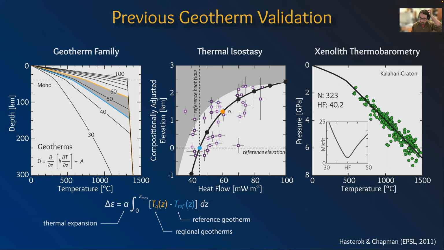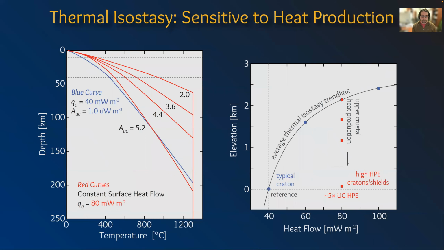So now that we have this reference thermal model, let's start to look at how heat production then affects this result. Okay, so if we look at a couple of standard geotherms here, we can look at a standard geotherm that sits here with a heat flow of 40 milliwatts per square meter. This is going to be our reference one for this exercise. So that reference has a zero elevation. So that's going to be our zero elevation reference.